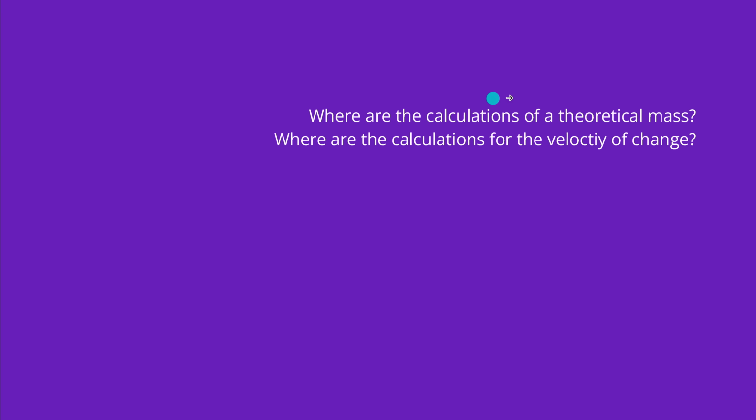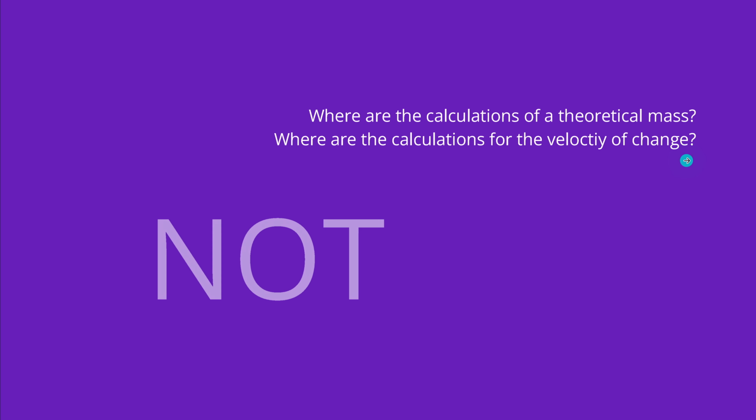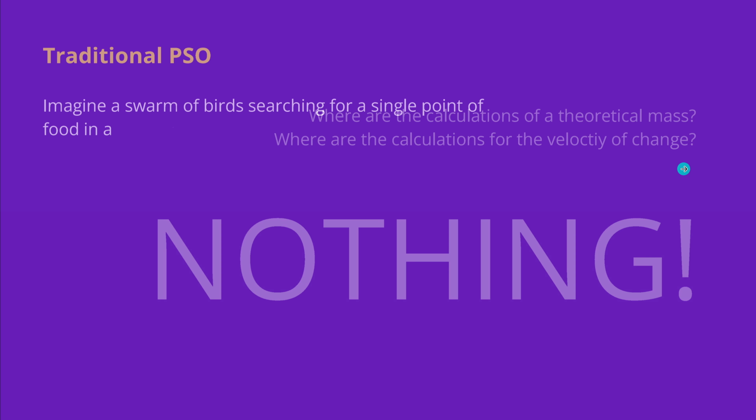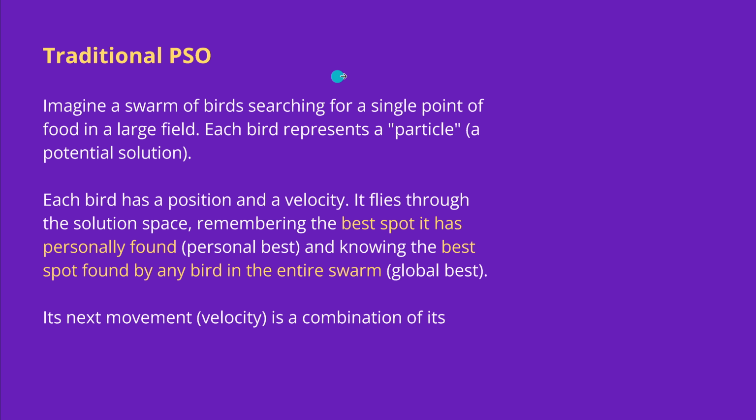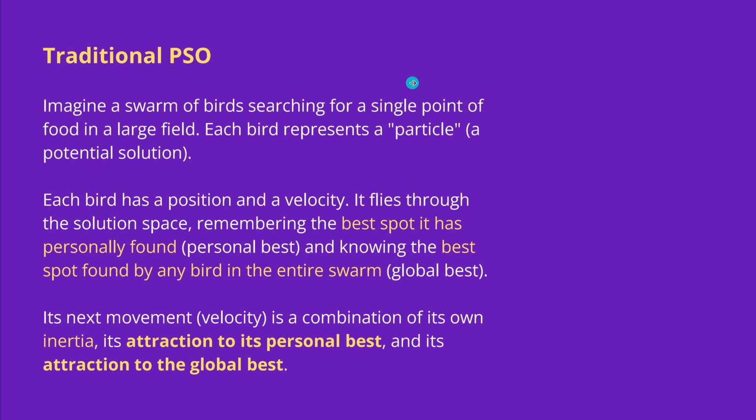So, where are the calculations of the theoretical math? What are the calculations of the velocity of change, or whatever we calculate? And the answer is nothing. Now, in a traditional PSO, you have multiple elements. Then you have the personal best, and then you have a global best. And this is, of course, in the configuration of the entire swarm topology.